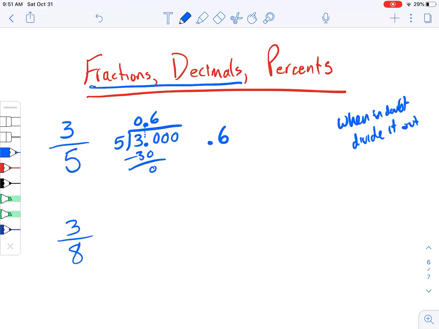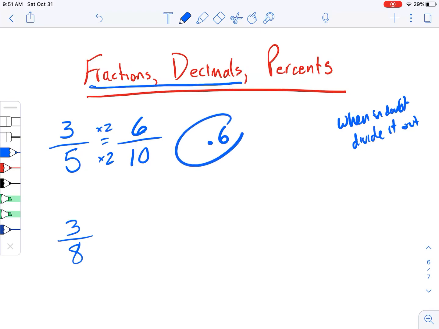Now wait, 6/10 sounds awfully familiar. Yeah, it should be, because I could have thought, oh wait, 3/5, can I change this into some sort of tenths? Oh yeah, I multiply by 2. Oh cool, that would give me 6/10. So sweet, look, there I am.